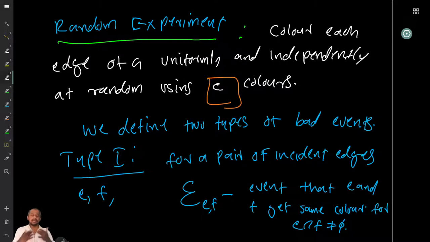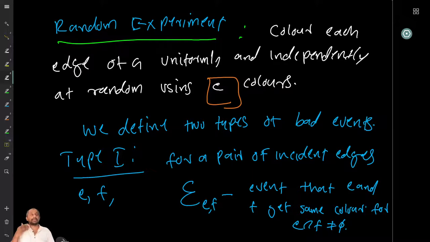We are going to color each edge of the graph uniformly and independently at random using some fixed number c of colors. Whatever c is, we don't know now; we will find out after evaluating all the inequalities, and see for what value of c all these things will go through. So this is another way to go ahead.